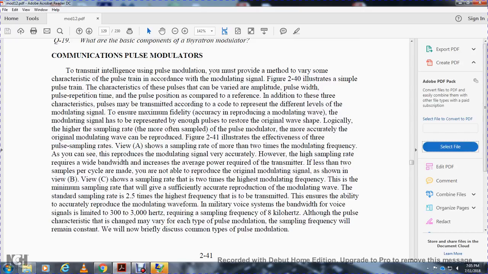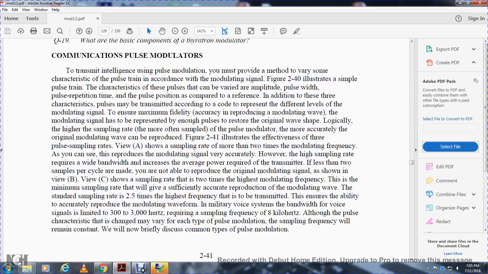To transmit intelligence using pulse modulation, you must provide a method to vary some character of the pulse train for each modulation cycle. Figure 240 illustrates a pulse train, but the character of these pulses may vary in amplitude, pulse width, pulse repetition time, or pulse position compared to a reference. These characters of the pulse must be transmitted in accordance with a code representing the different levels of the modulating signal.